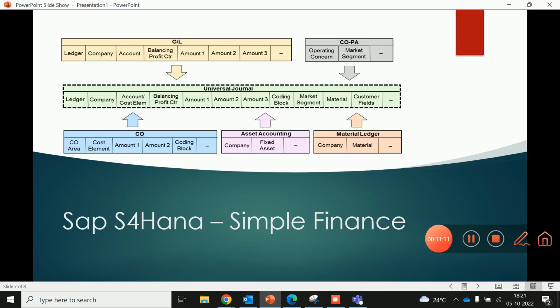So here SAP created one single table that is called the universal journal, and the name of that table is ACDOCA. In this table you can see they have merged all the modules: COPA, GL, CO, asset accounting, material ledger. So now it's very easy to do reporting on a single table. On the universal journal, you can use multi-dimensional reporting.